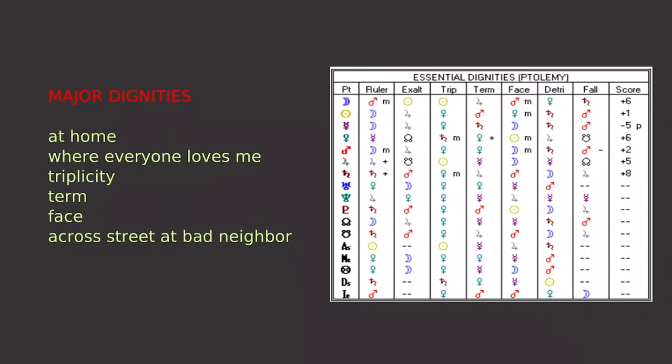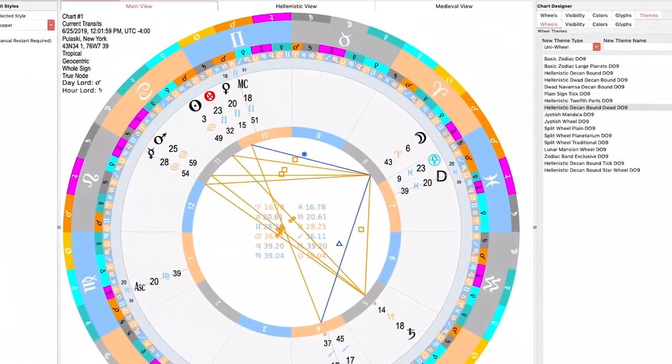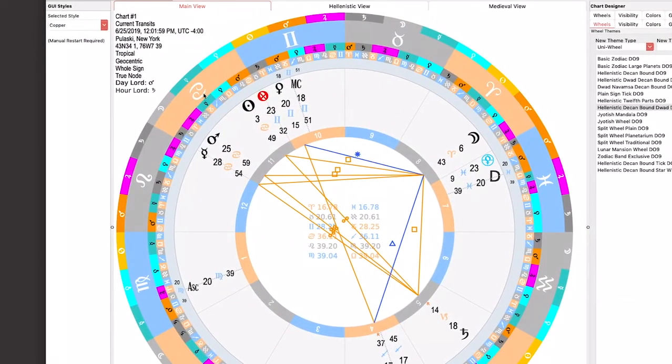So the next thing is faces. Faces are a division of each sign into 3 equal parts. So each has 10 degrees. So here, if we look at Cancer again, we have 10 degrees of Moon, we have 10 degrees of Mercury, and then we have 10 degrees of Venus. And again, as you move across, the planets are different.